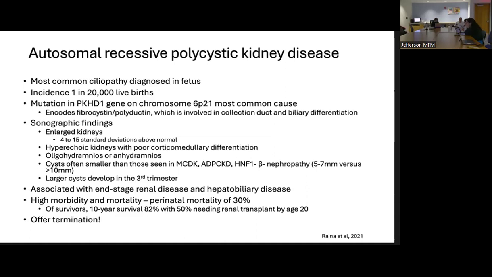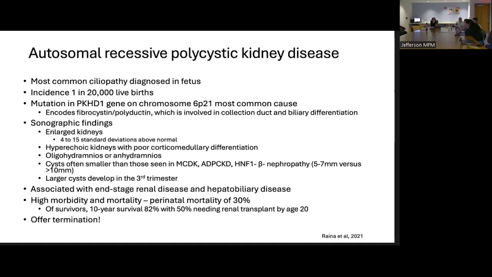So your sonographic findings: you're seeing enlarged kidneys, 4 to 15 standard deviations above normal. You're seeing hyperechoic kidneys with poor corticomedullary differentiation. You're seeing oligo or anhydramnios. Cysts are often smaller than those seen in MCDK, and can then develop into larger cysts in the third trimester. This is associated with end-stage renal disease and hepatobiliary disease, so a much different prognosis than our MCDK.